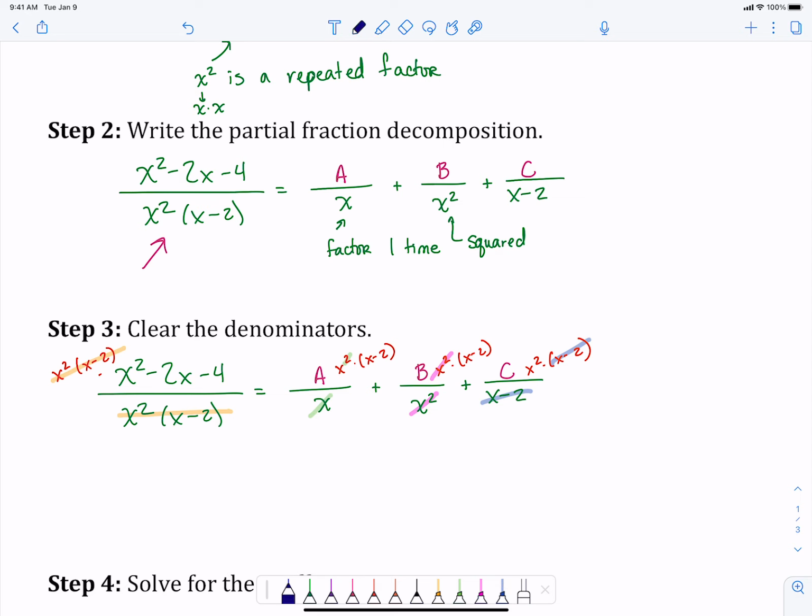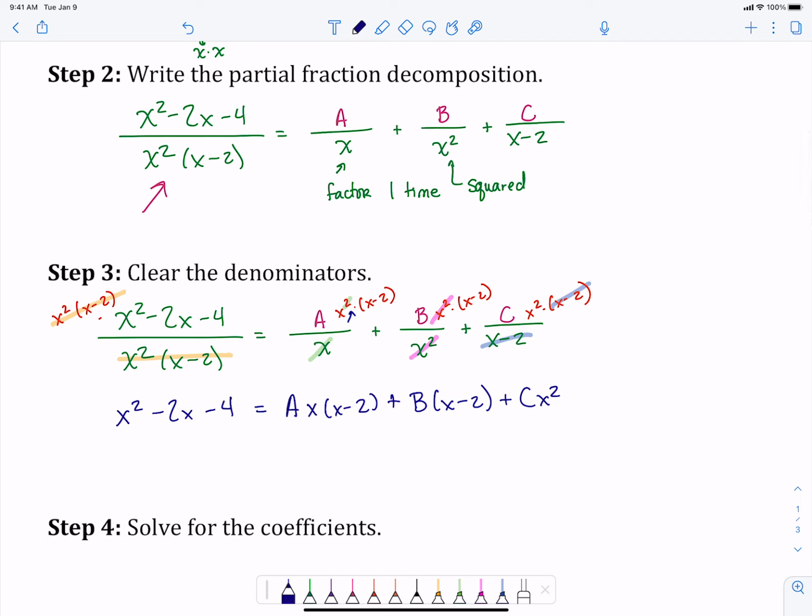So if we take a look at what we have left on each of our fractions, on the left-hand side here, we have x squared minus 2x minus 4, and I do apologize if you're hearing the dings. As always, I get text messages when I'm making videos. So we've got A times x minus 2, because again, only one of those x's canceled with our x on the bottom. Then plus B times x minus 2, and plus C times x squared.